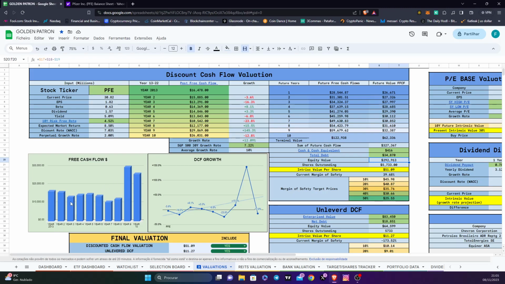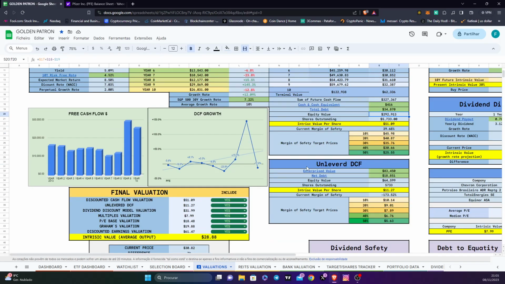Some companies, they're just all over the place, and I don't like to see that. That's why I put up these charts. It's a little easier to see. Okay, so now that we got the intrinsic value of the discounted free cash flow, I'm going to do unlevered.